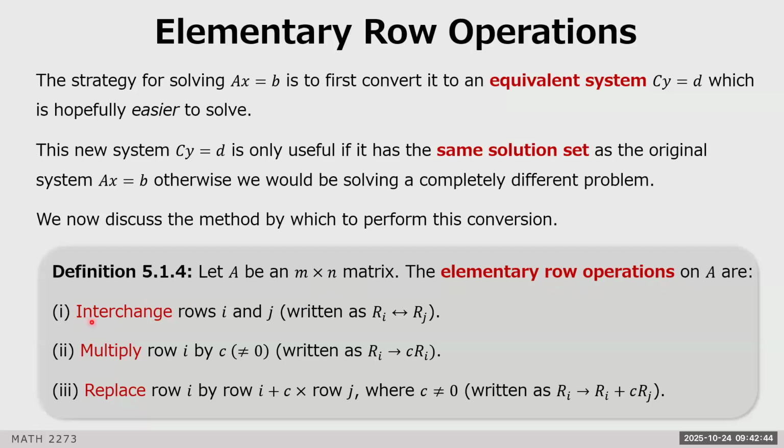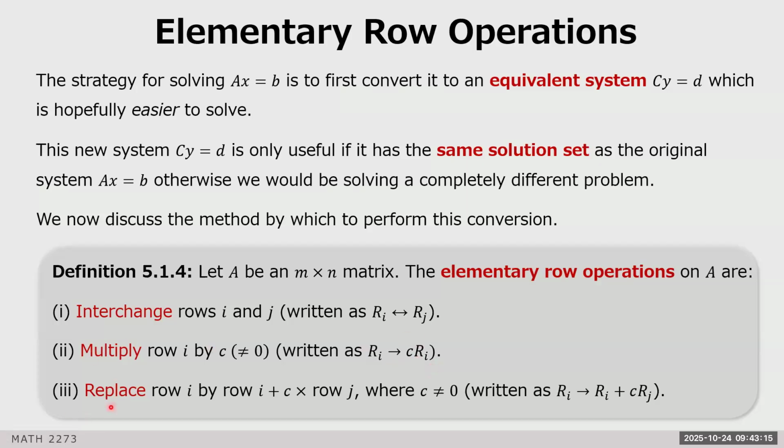The first one, strawberry, is we are allowed to interchange any two rows. And we write it like this, row I interchange with row J. So we switch those two rows. The next flavor, chocolate, we can multiply any row by some scalar that is different from 0. So we write that as row I goes to some scalar times row I.